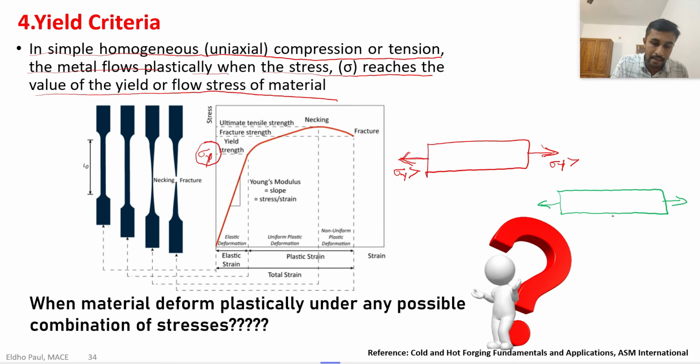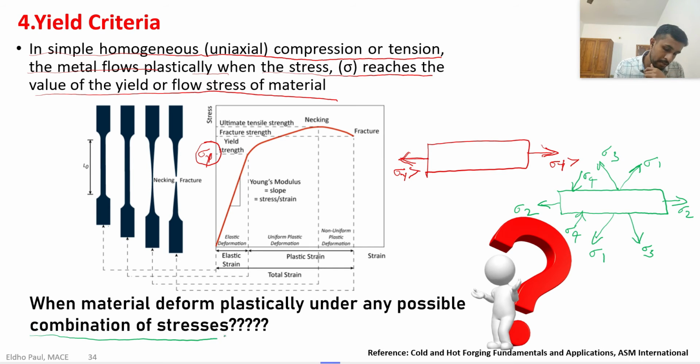It's very easy. But my question is: when I take another component which is subjected to a combination of stresses, for example sigma 1, sigma 2, sigma 3, and sigma 4, where different types of stresses are acting, what is the stress required for plastic deformation? In a simple uniaxial case, we can directly say sigma y. This much amount of stress is required for plastic deformation. We can easily tell that.